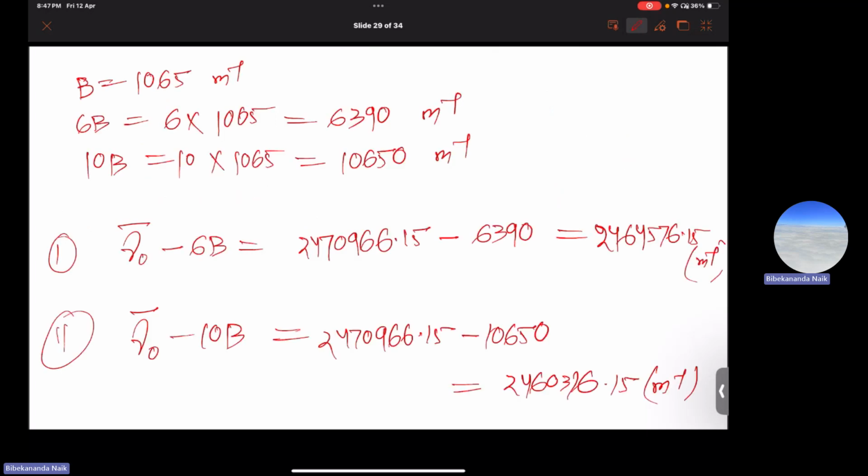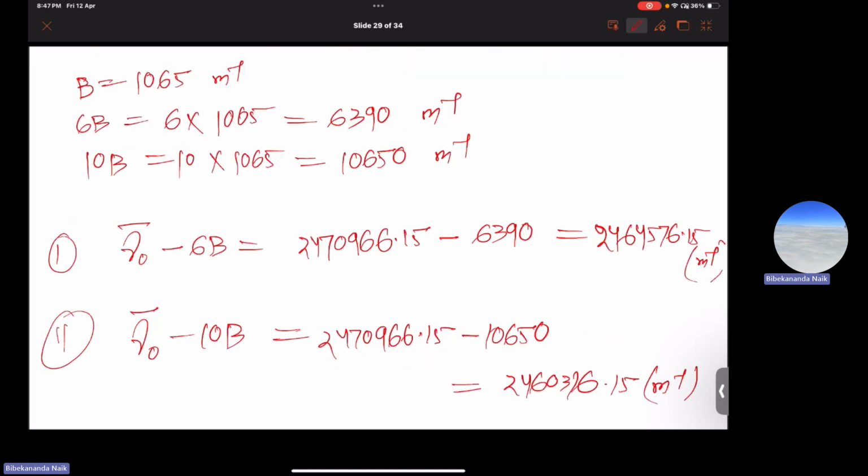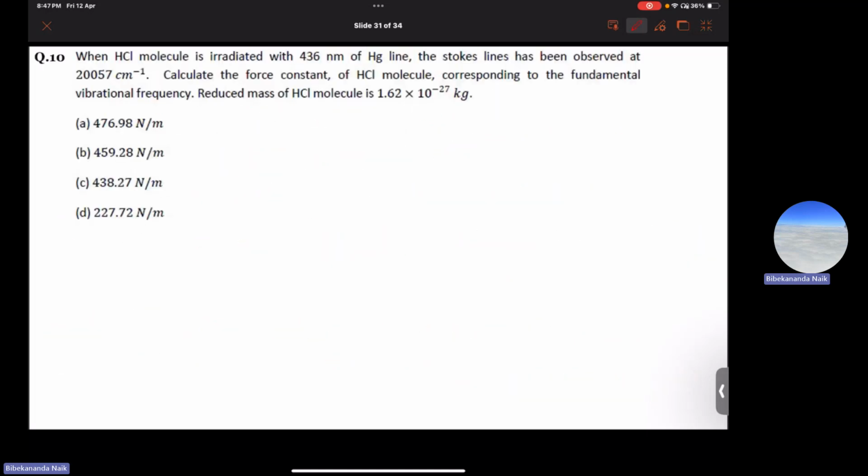So this is the answer. Now if you see, the correct option will be option B, 405.7 nanometer, 406.4 nanometer. So now let's go to the last question.